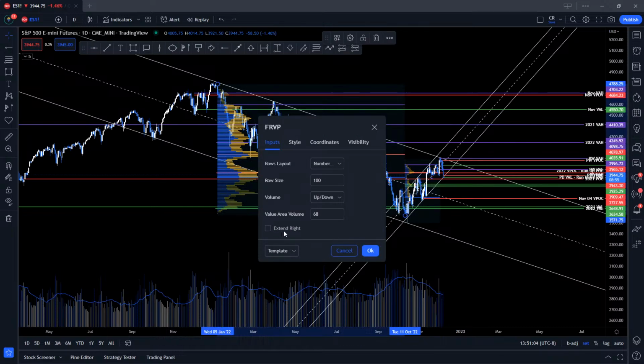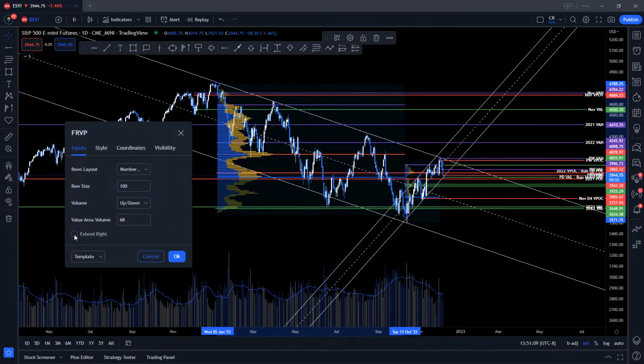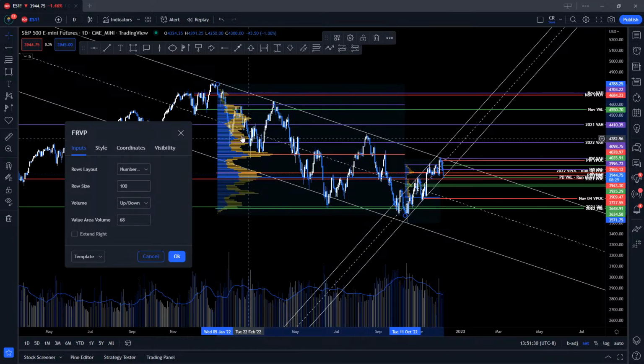you need to make sure that extend right is turned off, and I'll show you why. What extend right is saying is I'm picking this very specific range from the top to the bottom here. If I click on extend right, it's going to grab all of the data to the right, even though I pick this range here, which will change where my value area high, low, and POC shows up. So you want to be able to pick a specific range. You don't want it to grab everything from this point and to the right. So make sure you have this unchecked.